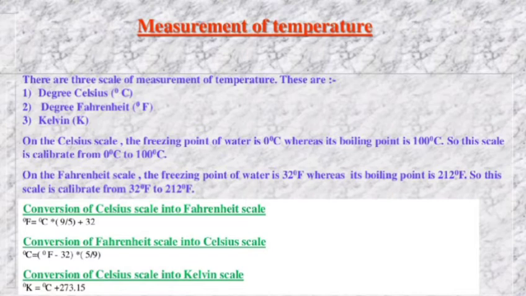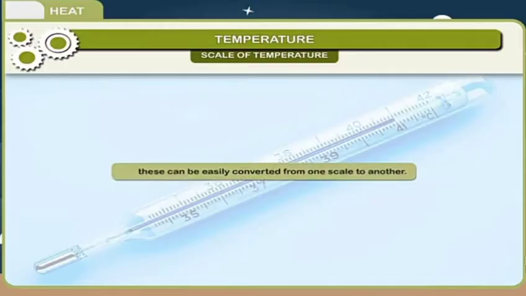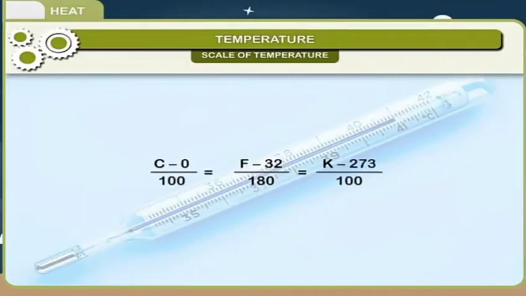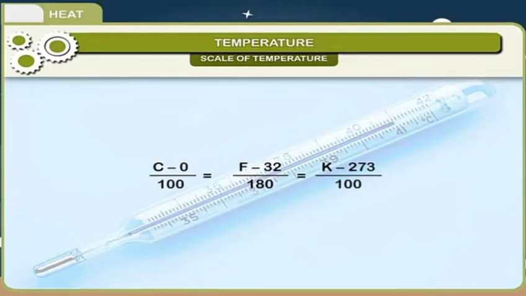Then we were discussing the conversion of temperature from one scale to the other. These can be easily converted from one scale to the other by using a very simple formula. This one is the formula. Here C denotes the temperature in Celsius, F denotes the temperature in Fahrenheit and K denotes the temperature in Kelvin.